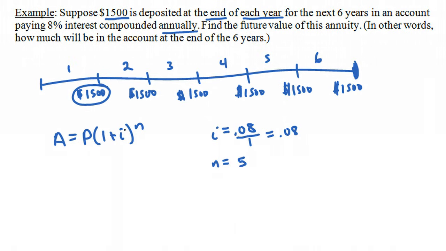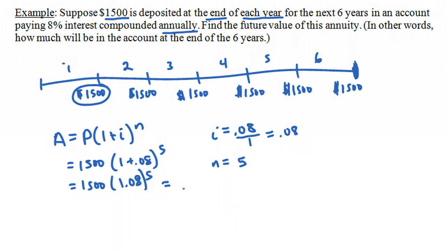P, of course, will be 1,500. So we plug it in: 1,500 times (1 plus 0.08) raised to the 5th power, or in other words, 1,500 times 1.08 to the 5th power. Let me check what that ends up being. I worked it out and I got $2,203.99. So this $1,500 grew over time to over $2,200 by the end. Basically you gained a little over $700 in interest.